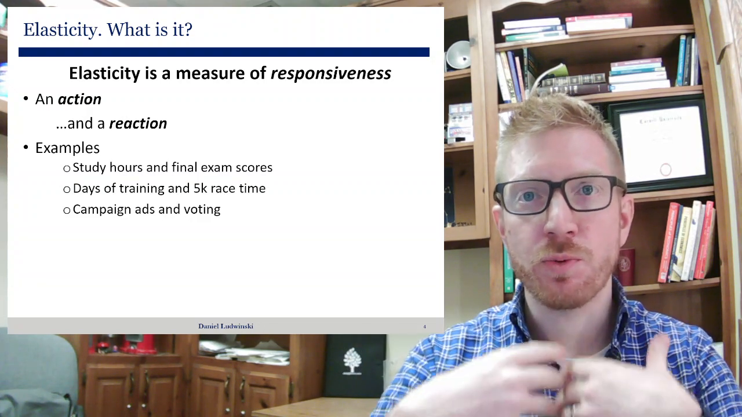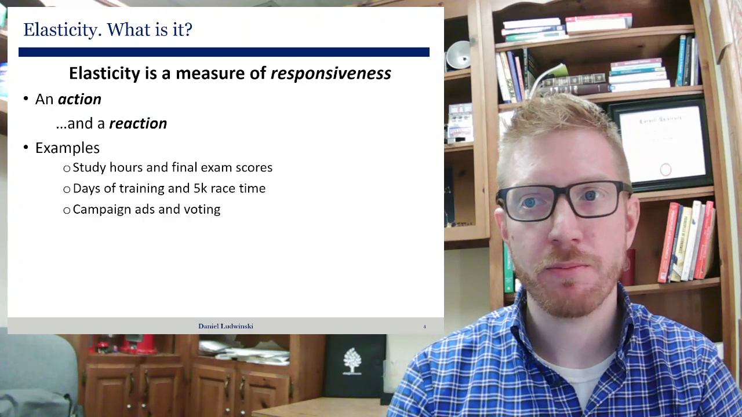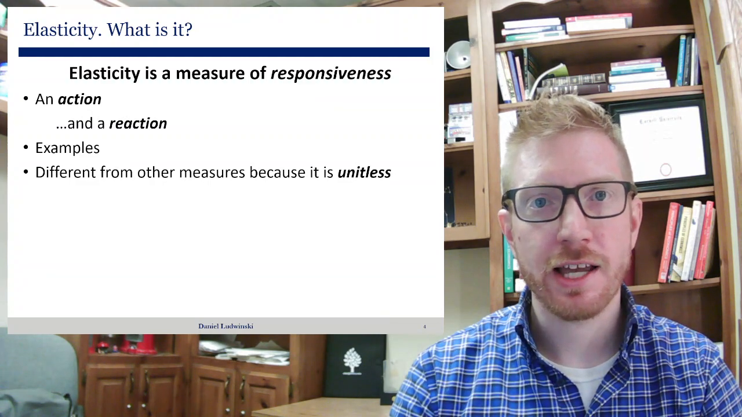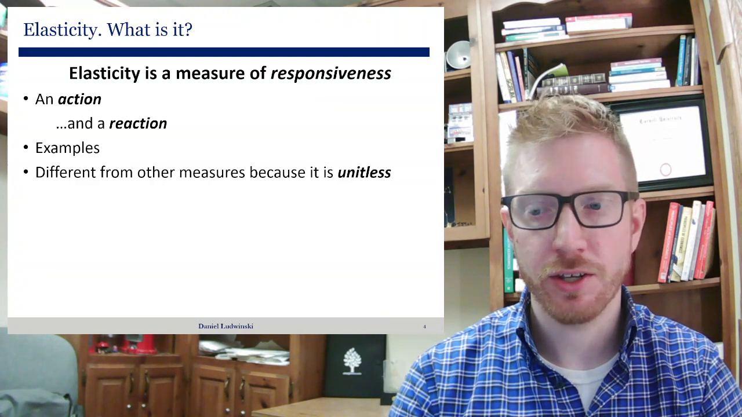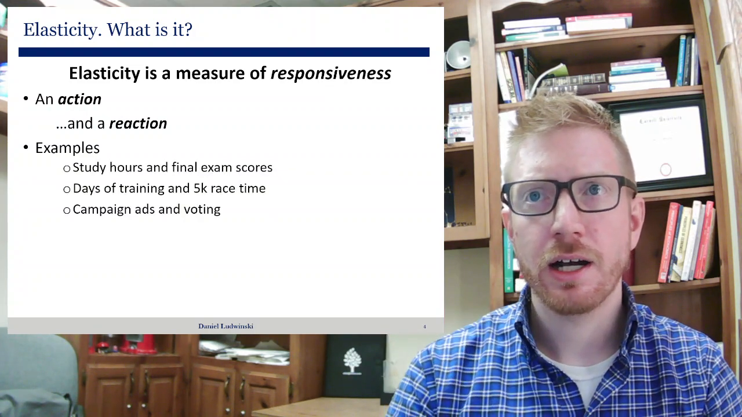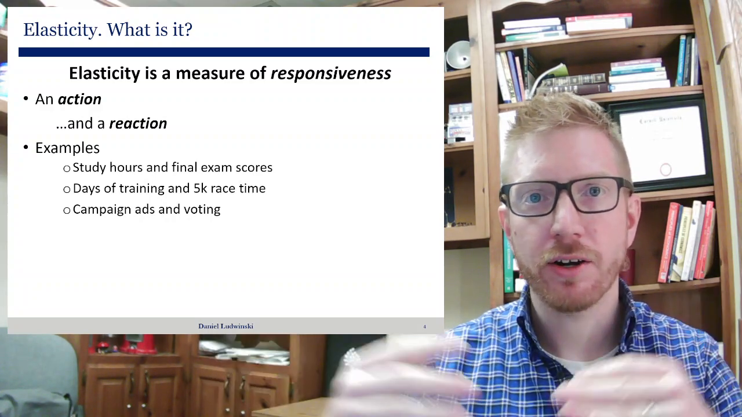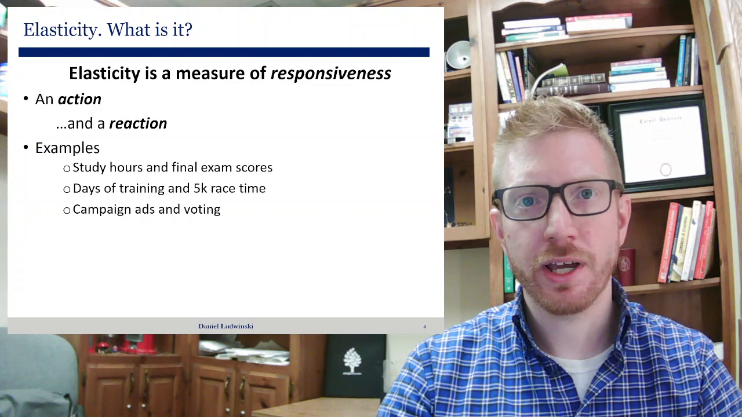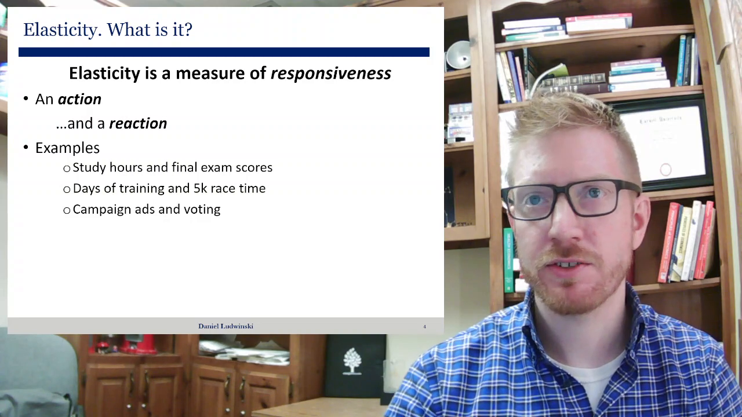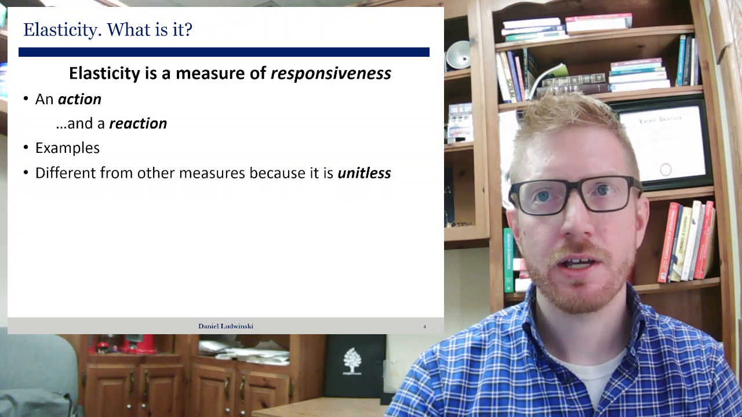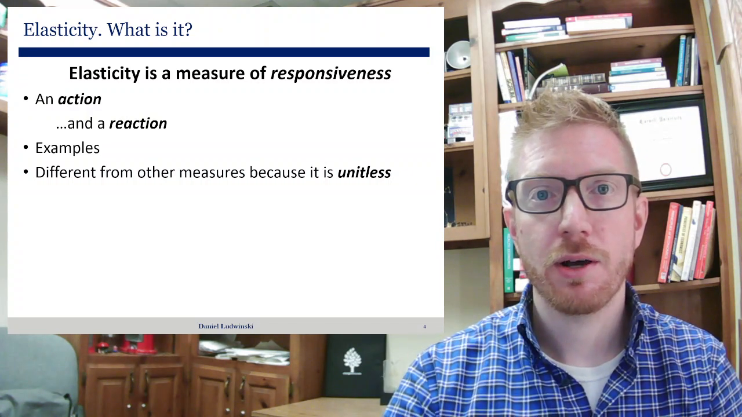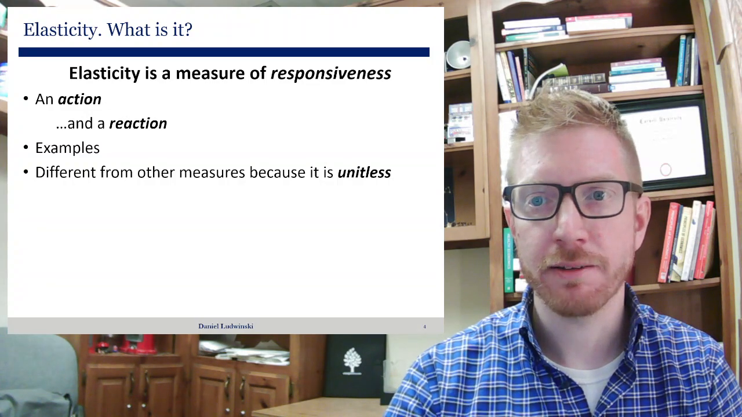Elasticity, though, is going to be different than other measures of responsiveness and useful for a specific purpose, because elasticity is not going to be connected to units. So all of these examples that we are talking about here might be hard to compare in terms of the reaction that we're getting from these different stimuli. Voting, very different from exam scores, very different from race times. But we can speak to the responsiveness by looking at elasticity.